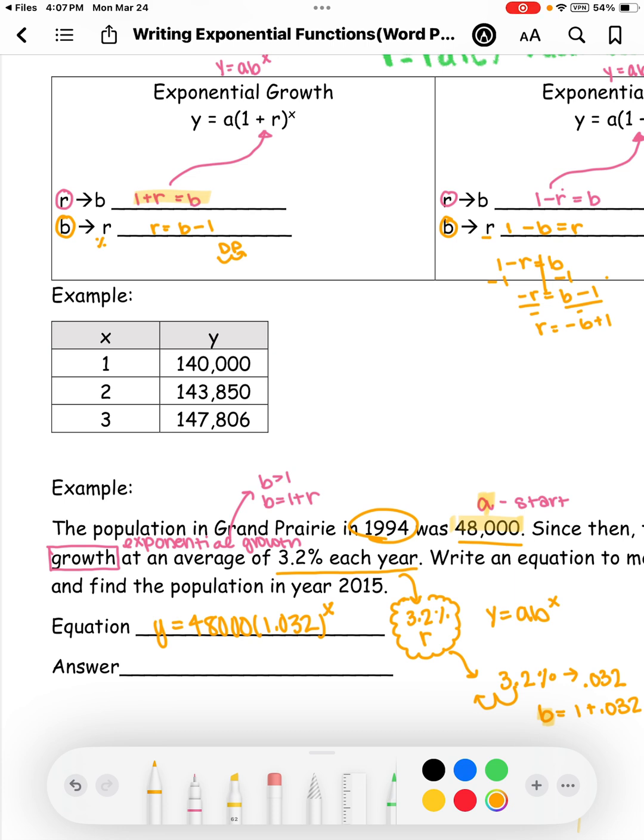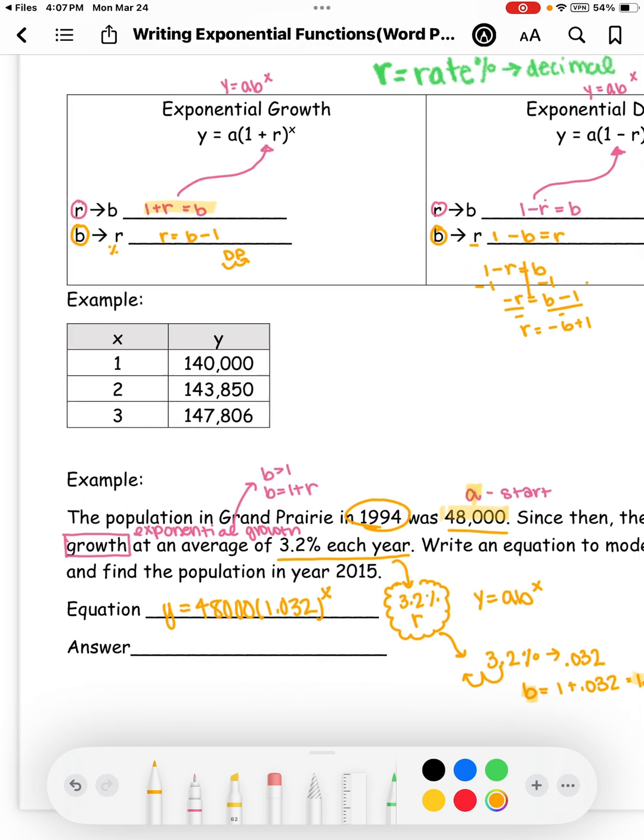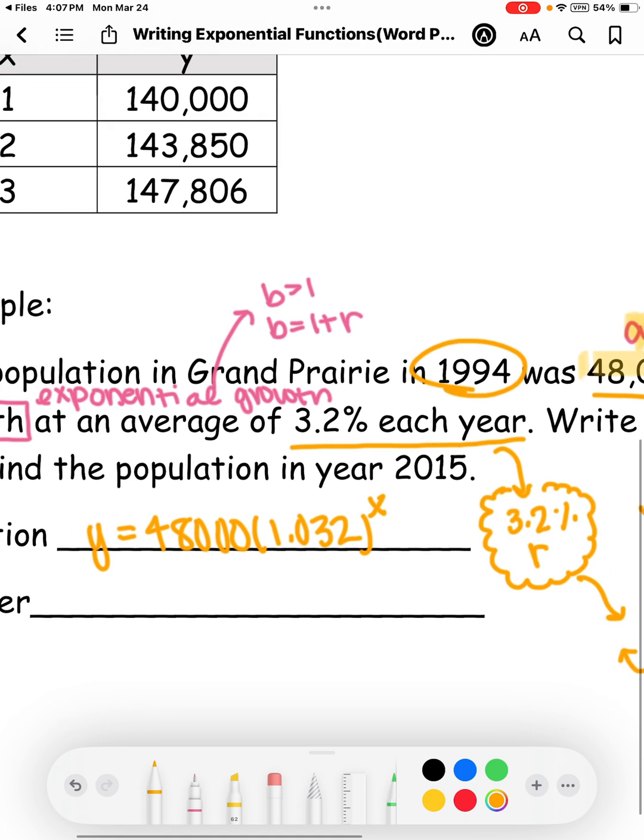We didn't finish reading the question. So it says, find the population in year 2015. Well, hold on, let's do some math. What does x represent in this problem? It represents the years. What does y represent? The population. So if I'm looking for how much population in year 2015, am I plugging in 2015 into that x? No, I'm plugging in how many years that is since 1994, and that would be 21.